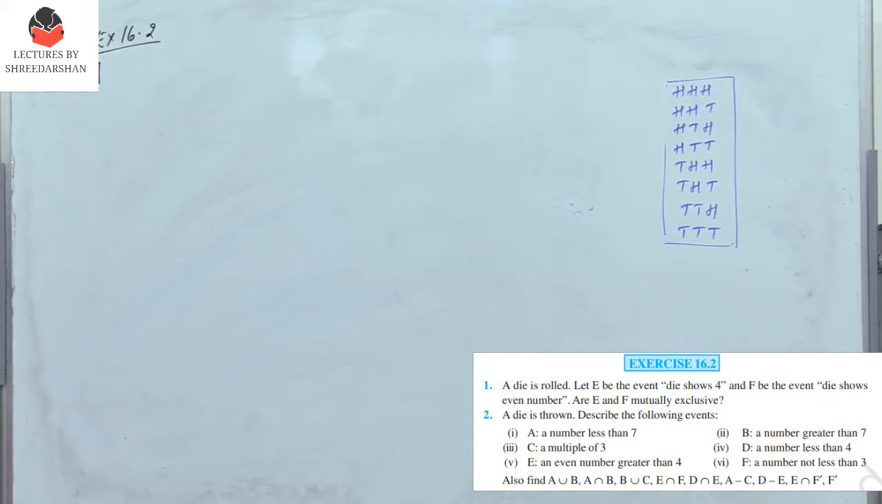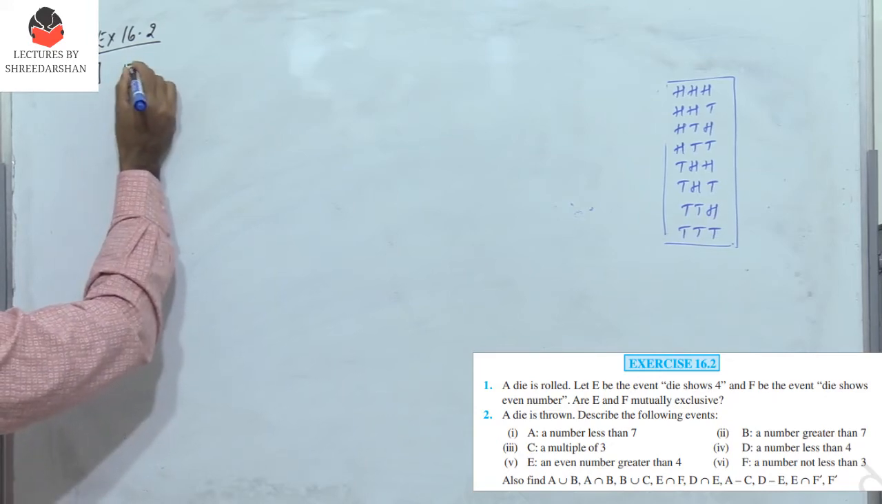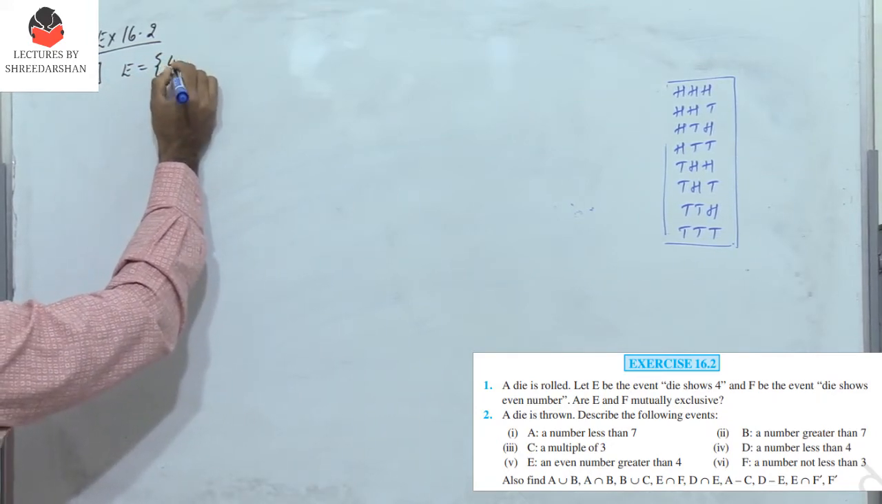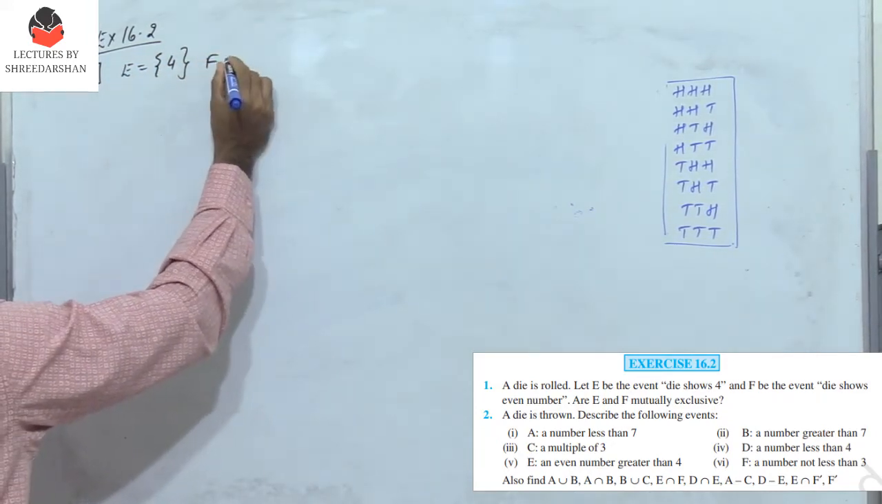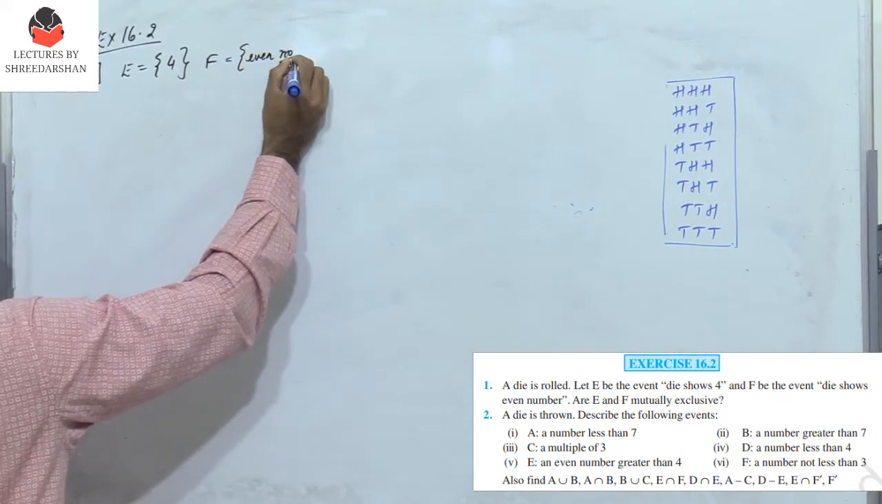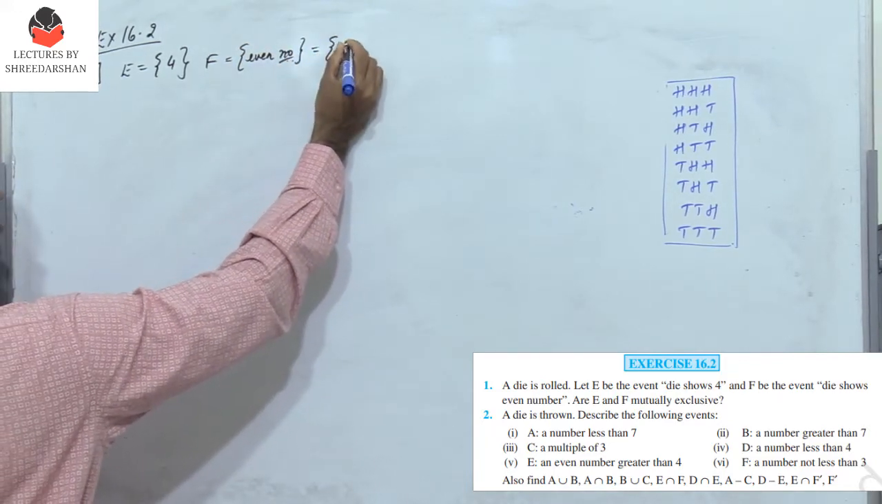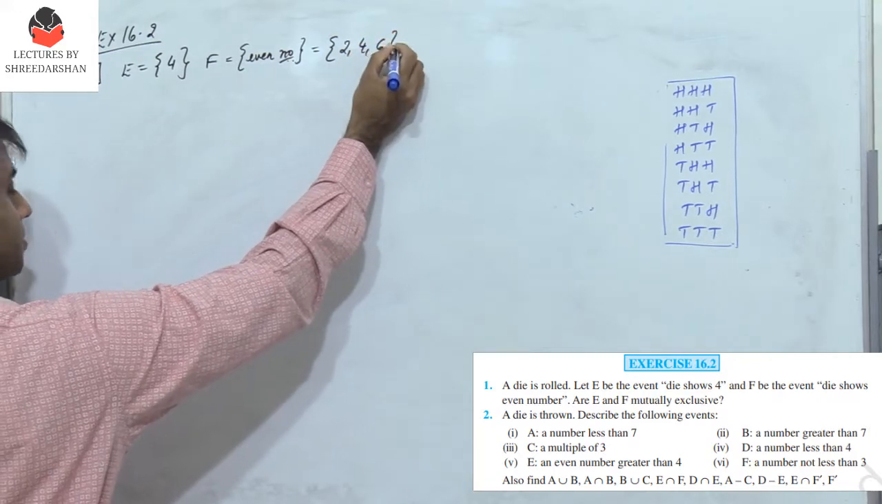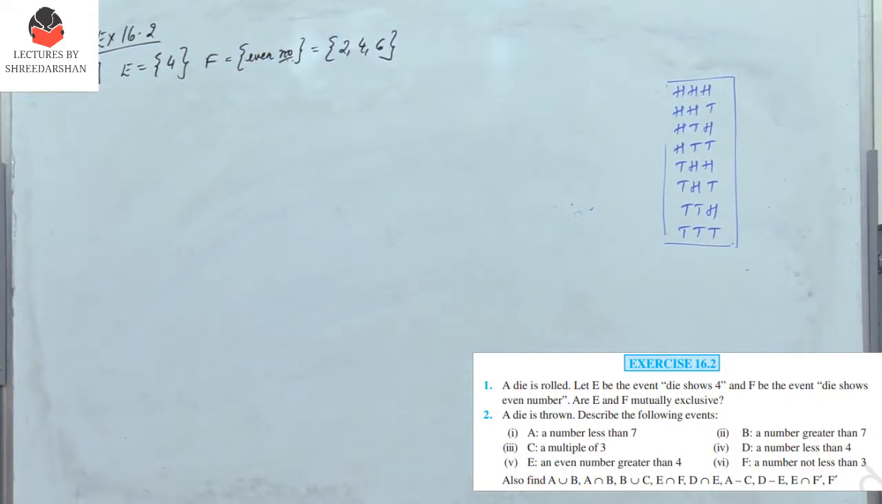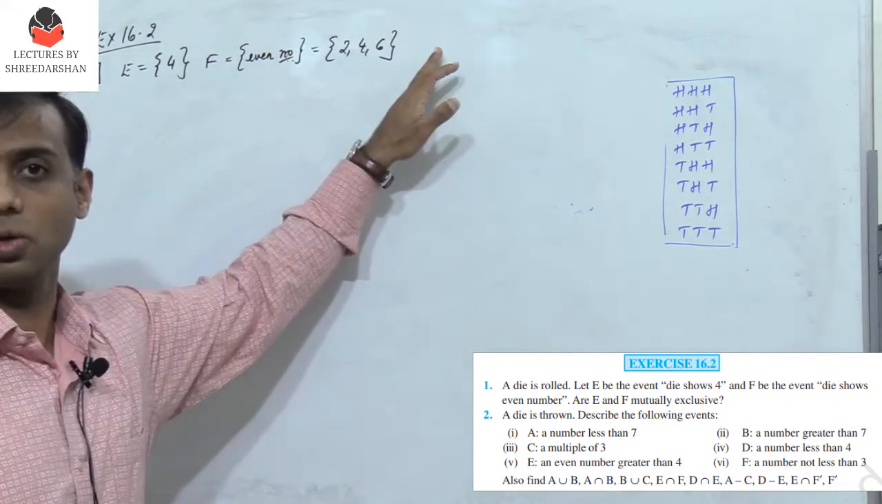A die is rolled and I have event E, and event E is 4, and F represents an even number. An even number, meaning what is F? It is 2, 4 and 6. Are E and F mutually exclusive? So what do you mean by mutually exclusive? It means that E and F have no term in common.